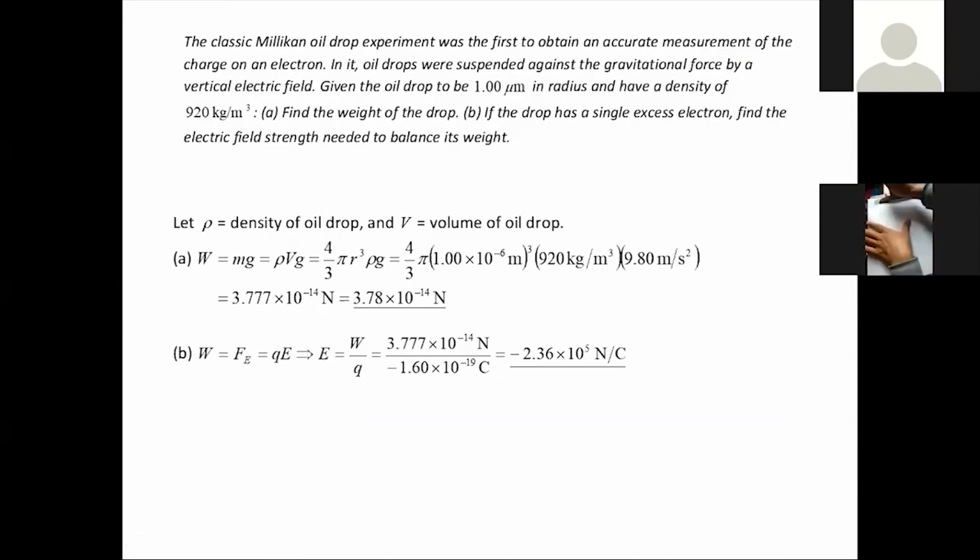Now the interesting part: there is another question, part B. What it says is, find the E, if the drop has a single excess electron. So the drop has one extra electron there. One electron is in the drop. Why did I say excess electron?